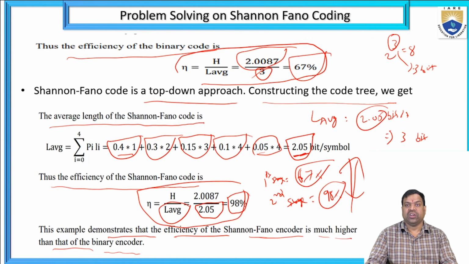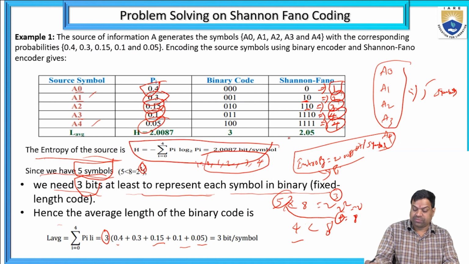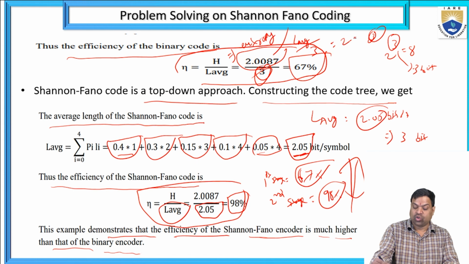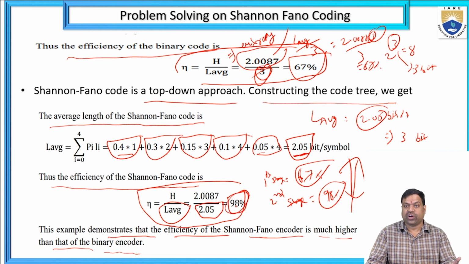So I'm taking the efficiency of the binary code. We already know that efficiency eta equals H divided by L average, where H is nothing but the entropy. L average is 2 cubed, which equals 8, so the word length equals 3, and L average equals 3. So 2.0087 divided by 3 is 67%. After improving, we got 98%. Okay, Shannon-Fano is somewhat better in this case.